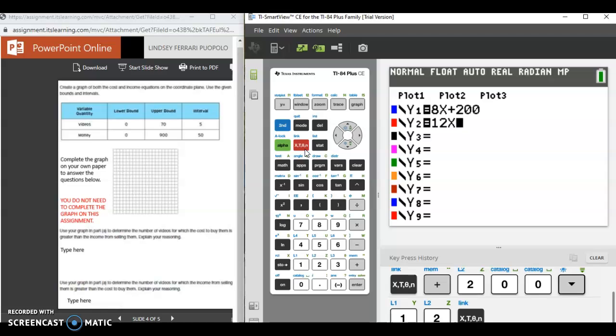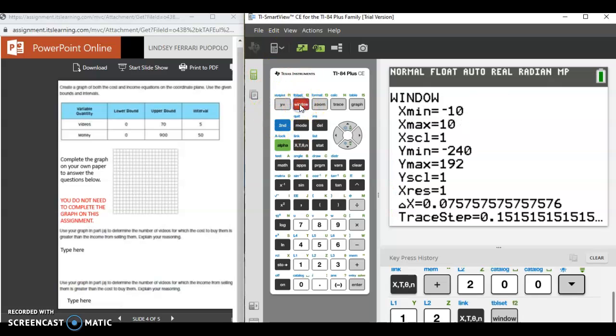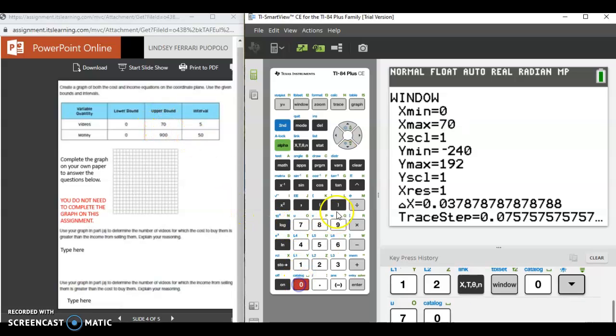Now that I have those graphed, I can try to press graph. I may or may not see the intersection. I'm going to go over here to my second button that's labeled window. If you look over here where it has the table above the graph, this is the min and the max and the scale that they want you to use. So your minimum or your lower bound for videos, your x-axis, would be 0. So that x-min is going to become 0. My x-max is my upper bound for videos, which is 70. My x-scale is what I'm counting by, and they're telling you my interval is 5.